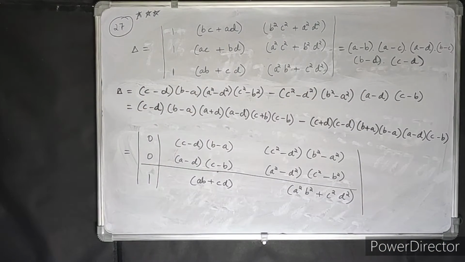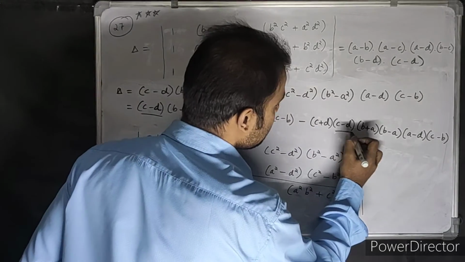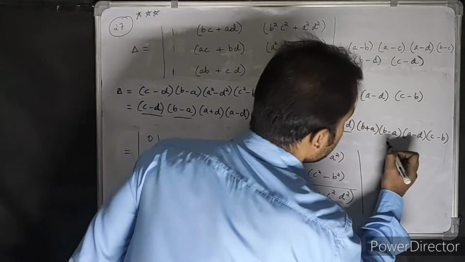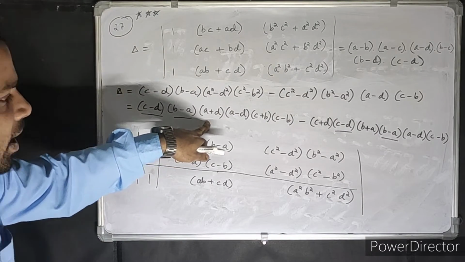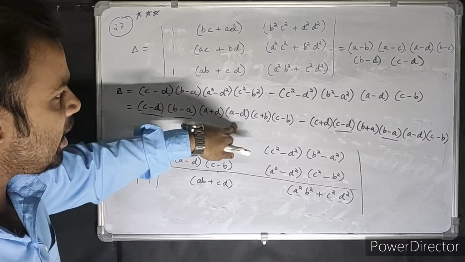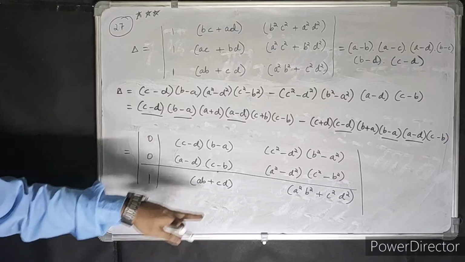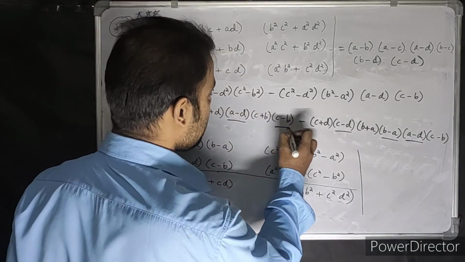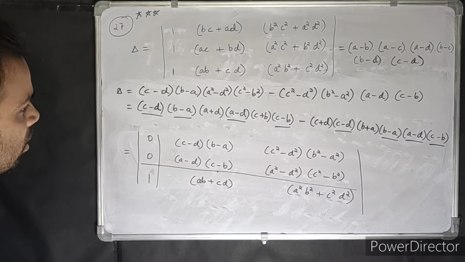So now from so many things we have to find out which is the common. Okay, I can see c minus d over here and c minus d over here. Is there a b minus a is common here and b minus a is common over here? A plus d is there and a plus d is not there. A minus d is common here. A minus d is common here. C plus b is common here. C plus b is not there. C minus b and c minus b is common. So whatever is common, take them out.